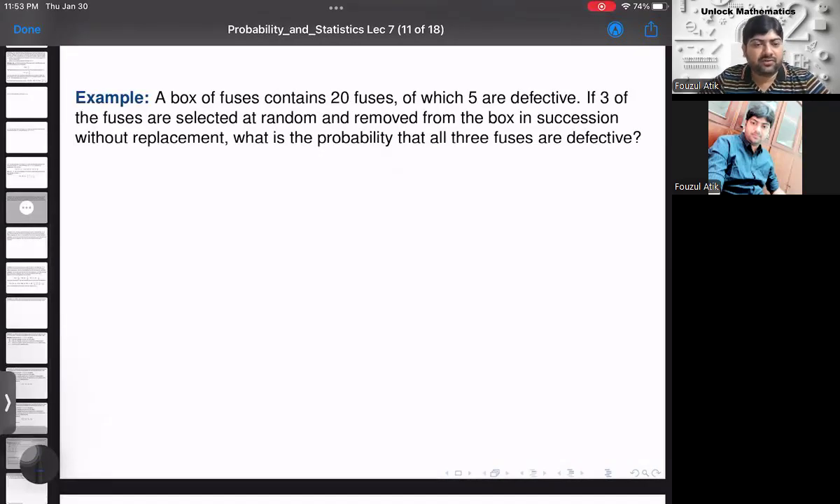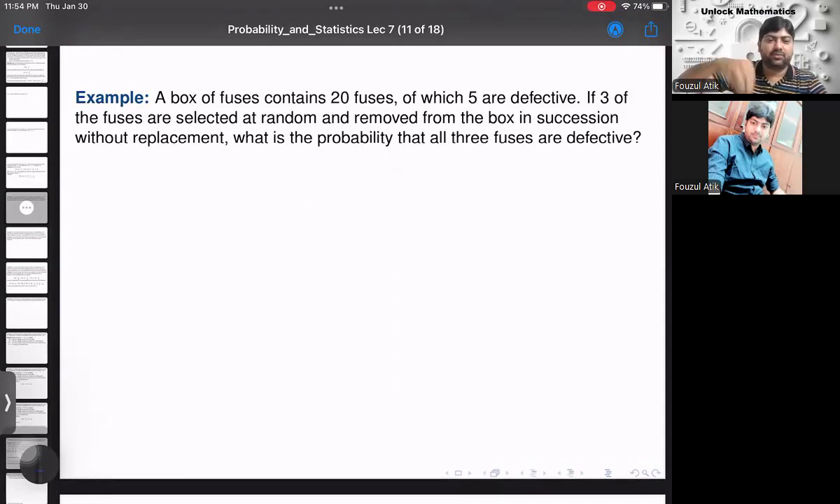A box of fuses contains 20 fuses, of which 5 are defective. If 3 of the fuses are selected at random and removed from the box in succession without replacement, what is the probability that all 3 fuses are defective? So you have a box with 20 fuses and among them 5 are defective. Now you will be selecting 3 fuses. How? Successively, and without any replacement.